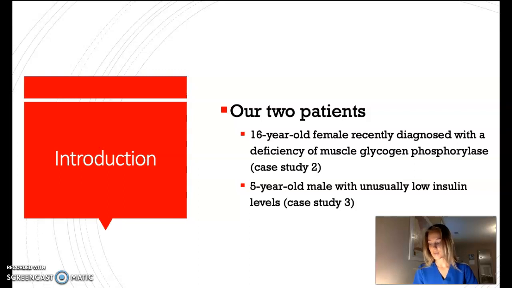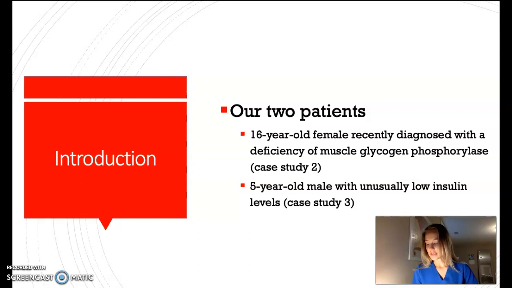In Case Study 2, we meet a 16-year-old female patient that has been recently diagnosed with a deficiency of glycogen phosphorylase. This disease makes it difficult for her muscles to utilize their stored energy, causing her to be tired and suffer from muscle fatigue, especially during exercise.